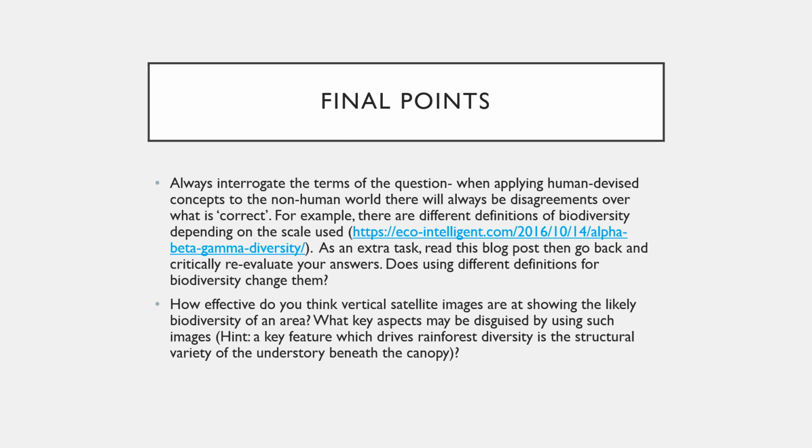So, for example, a key feature of what drives high levels of biodiversity in the rainforest is a structural variety of trees. So, if we're only able to see the top canopy of a rainforest using satellites, does this perhaps disguise our ability to see the true levels of plant variety within forests and from that infer the level of biodiversity? So, hopefully, you found this a really useful exercise for approaching geographical issues in a more critical way.